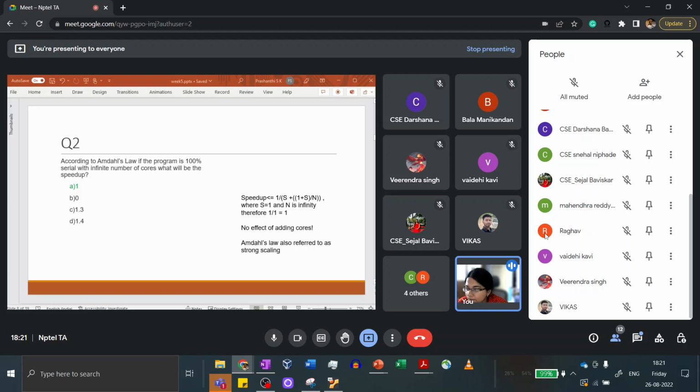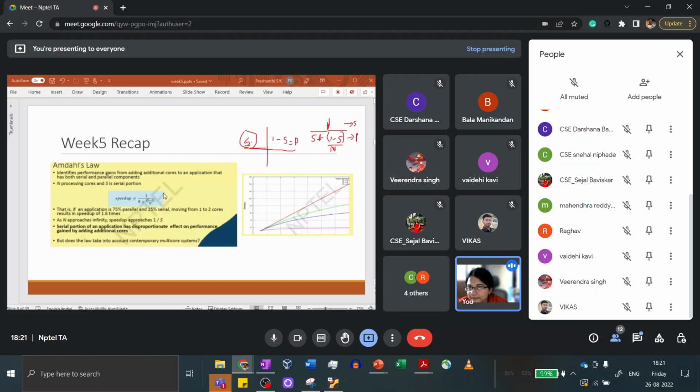We'll see a little more about Amdahl's law in the later part also, as I mentioned. Okay, if there are no questions, let's move to the next one.